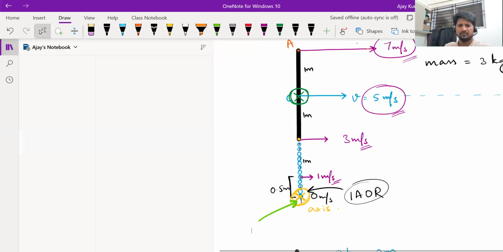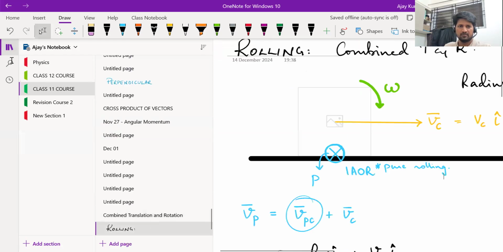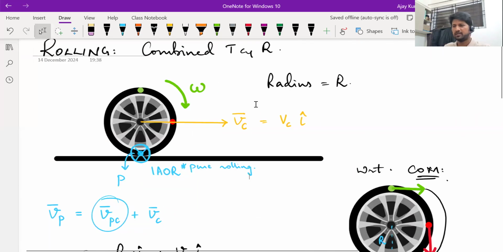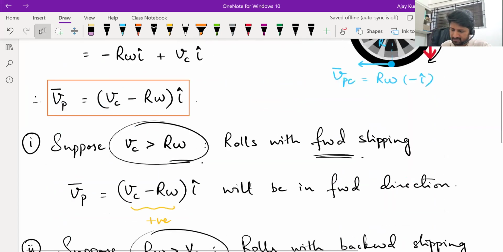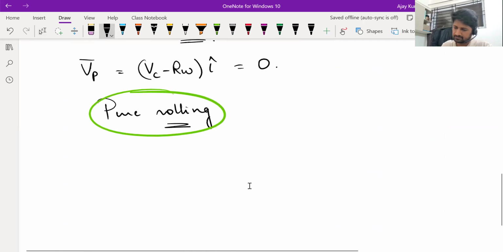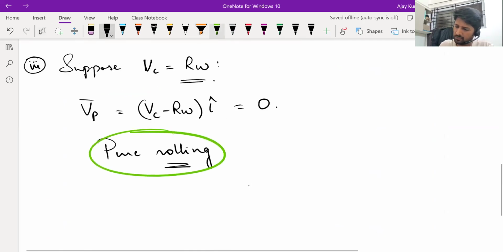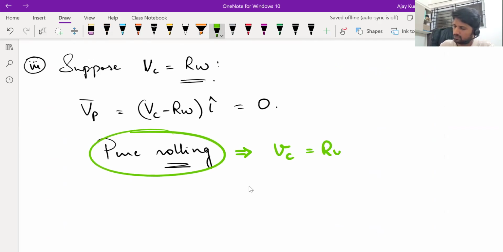So the same thing applies in the case of a wheel also. For any object undergoing combined translation and rotation, if you can identify a point which is at rest at that moment, that itself will be the instantaneous axis of rotation. We'll prove this mathematically also. Fine. So what is the condition for pure rolling? The condition for pure rolling is that the velocity of the center of mass should be equal to r omega.